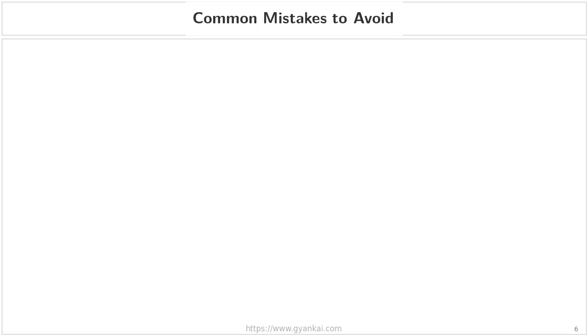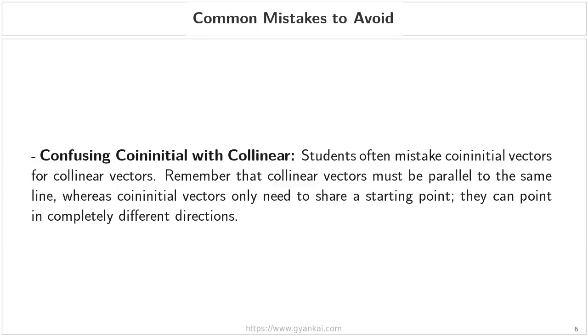Common mistakes to avoid. First, be careful not to confuse coinitial with collinear vectors. While we've discussed how coinitial vectors can point in any direction, collinear vectors are much more restricted. They must lie along the same straight line or be parallel to it. Remember, just because two vectors start at the same point doesn't mean they are heading in the same direction.